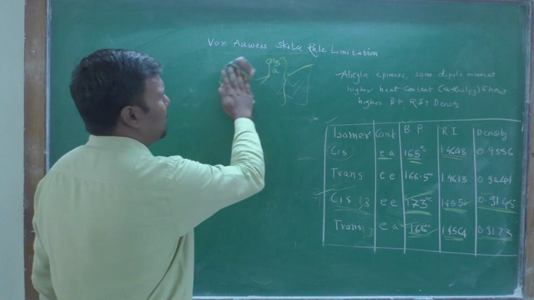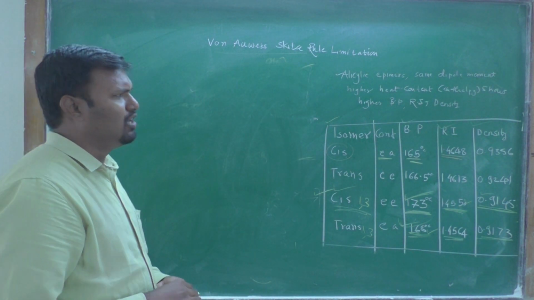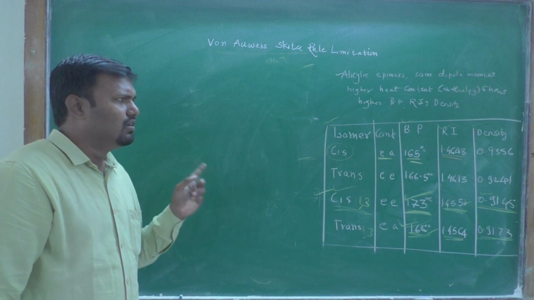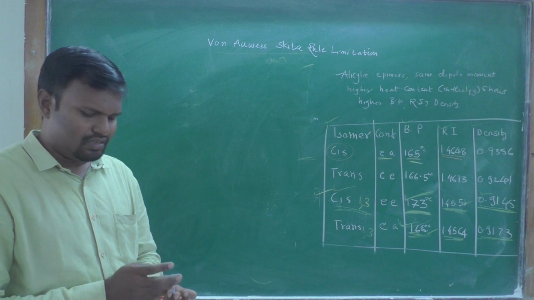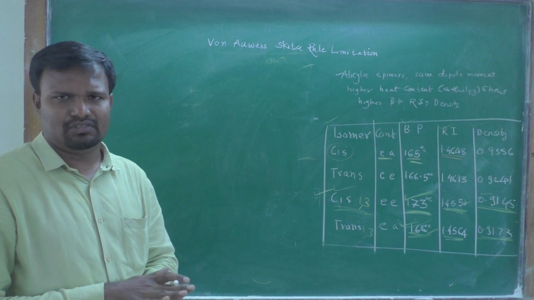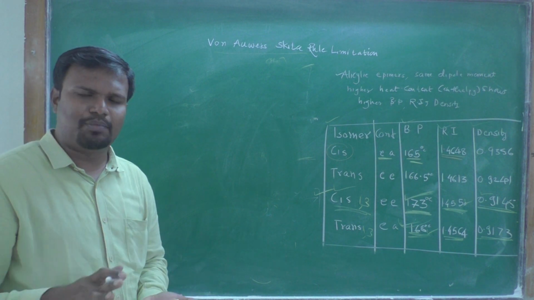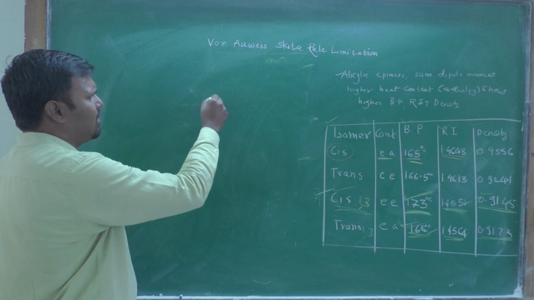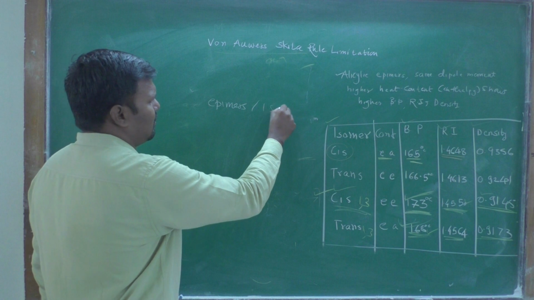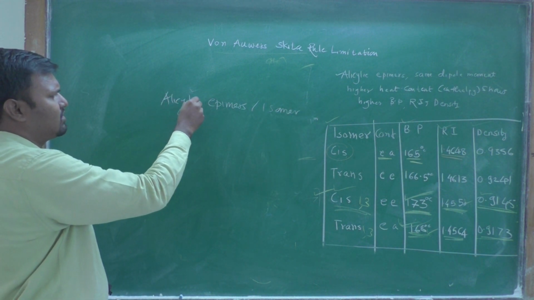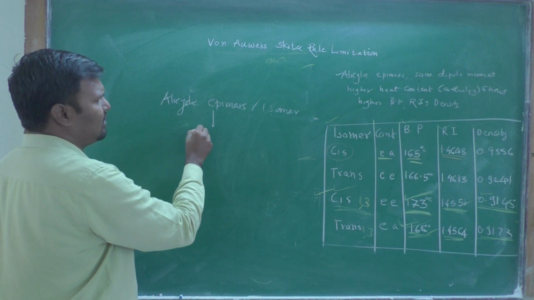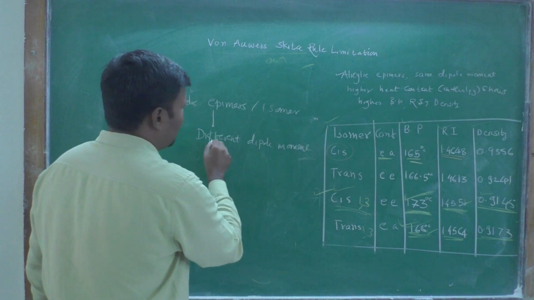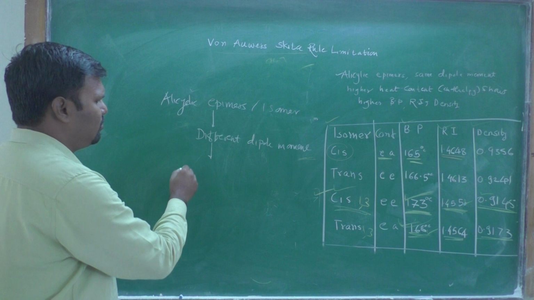Now, the Auwers-Skita rule states that alicyclic epimers having the same dipole moments, and the higher heat content isomers, show higher boiling point, higher refractive index and higher density. But when we have compounds with different dipole moments, we cannot apply the Auwers-Skita rule. Remember that. For alicyclic isomers or epimers having different dipole moments, these compounds follow a new rule, the Van Arkel rule.